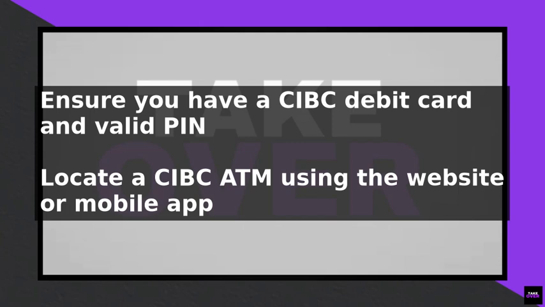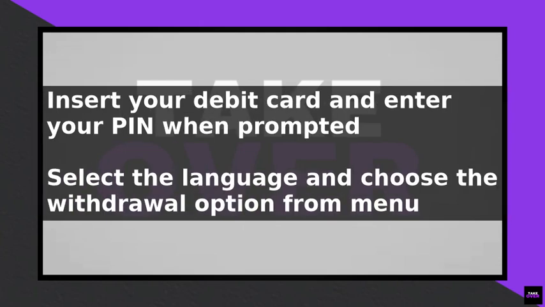Once you have found an ATM, insert your debit card into the card reader and enter your PIN when prompted. Next, select the language of your choice and then choose the withdrawal option from the menu. You will be asked to select the account you want to withdraw from, such as your checking or savings account. After selecting the account, enter the amount you want to withdraw.